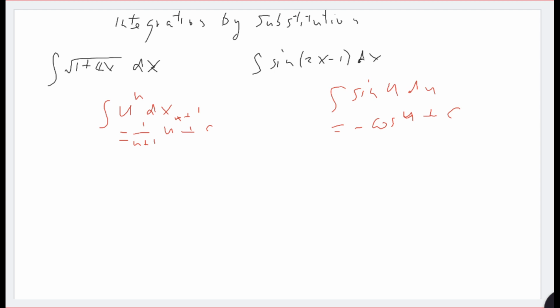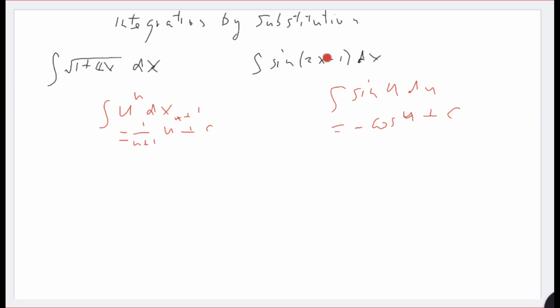Integration, so far we've learned to apply formulas to find the integral or antiderivative of a function. Unfortunately, there are many integrals that we just don't have any formula for. As simple as, say, the square root of 1 plus 4x dx. So there's no direct formula for this. Or let's look at sine of 2x minus 1. Want to integrate, want to find the antiderivative, there's no formula.